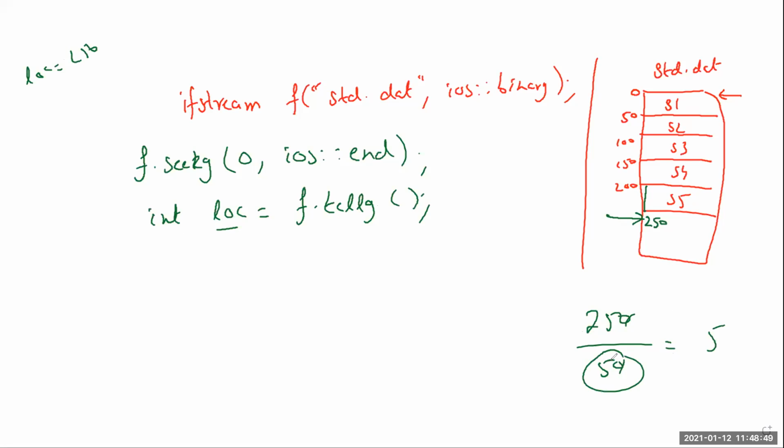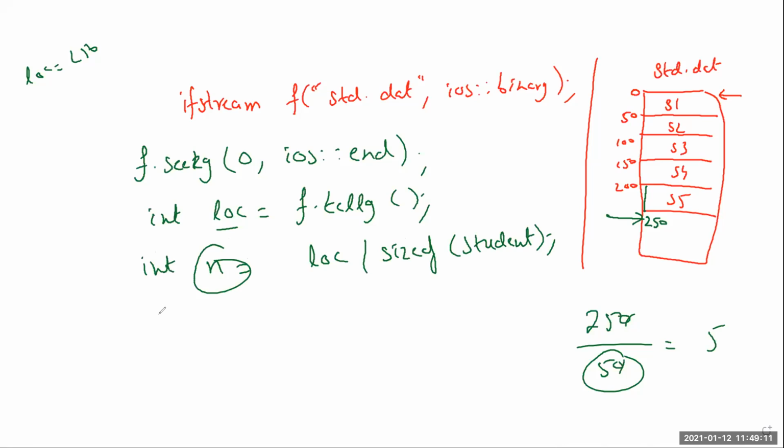And what is this 50? This 50 is actually the size of one record. So now you see we have a very good way. N is the number of records. What is it? Location, which was 250, divided by size of student. Now you know how many records are in the file.